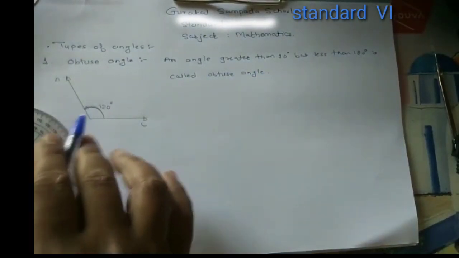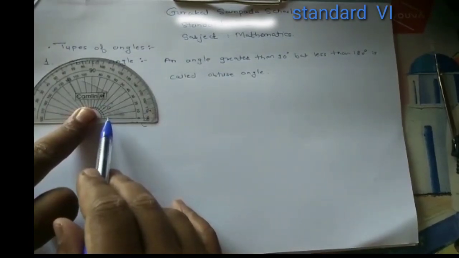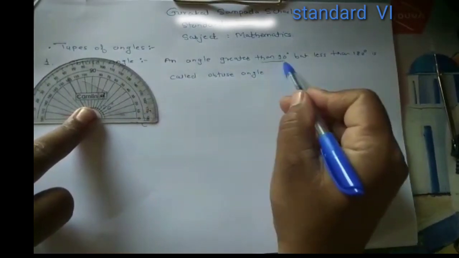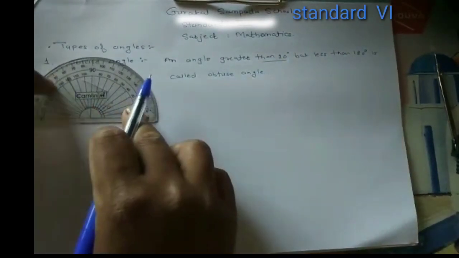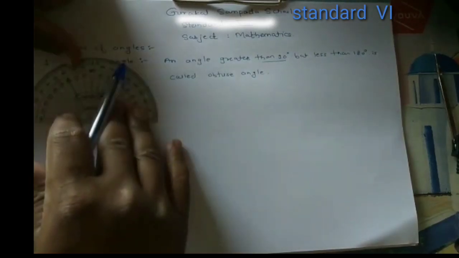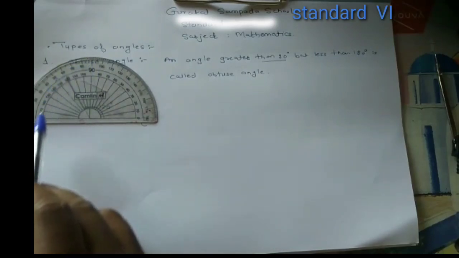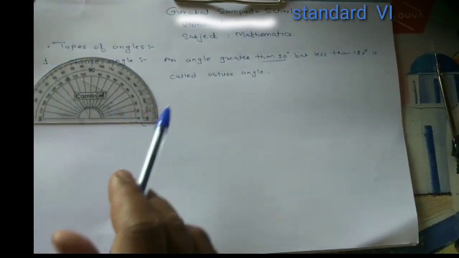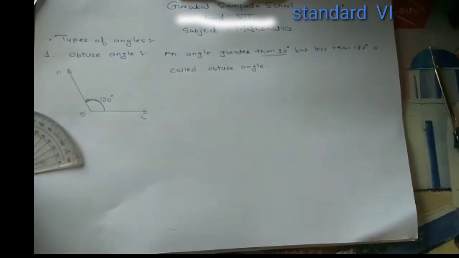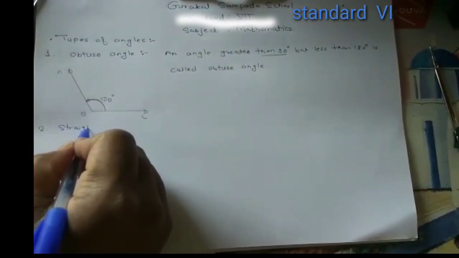The angle, if you observe, is 120 degrees, which is greater than 90 degrees, but it is less than 180 degrees, because here is the 180 degrees. Whenever the measurement of an angle lies between 90 and 180 degrees, at that time the angle is called an obtuse angle.